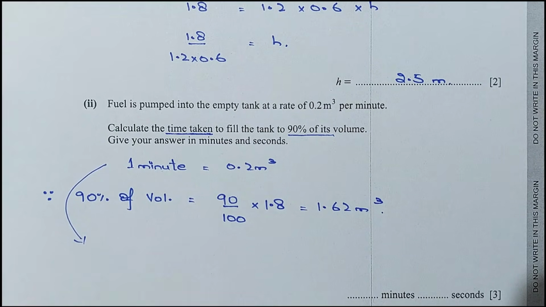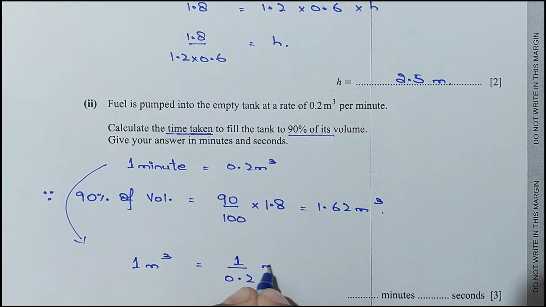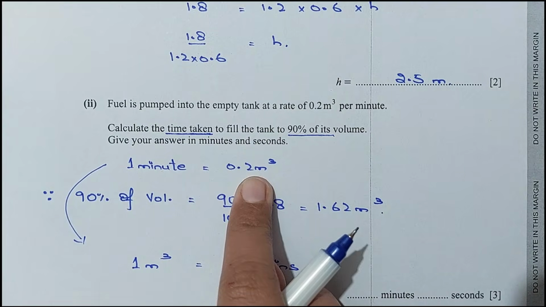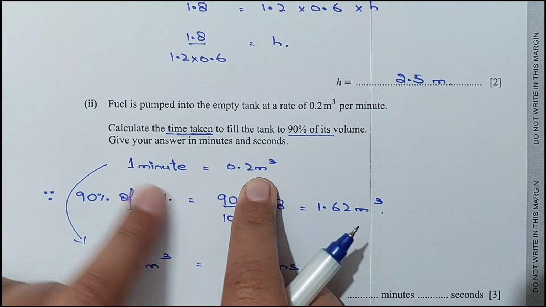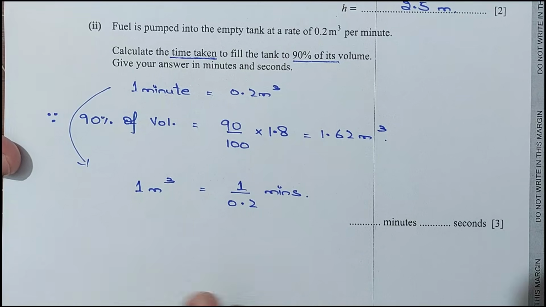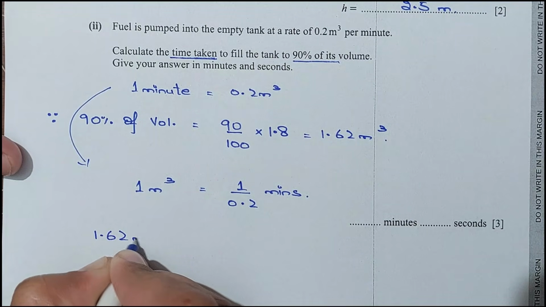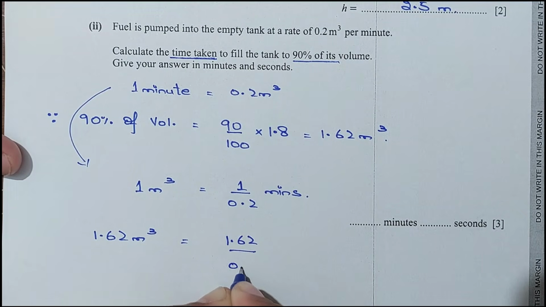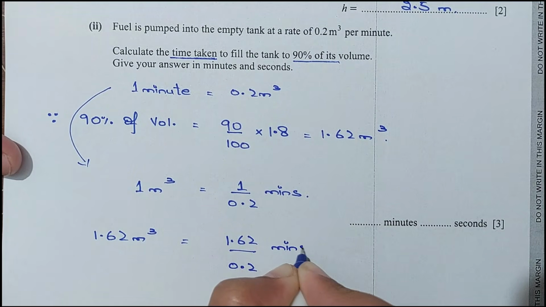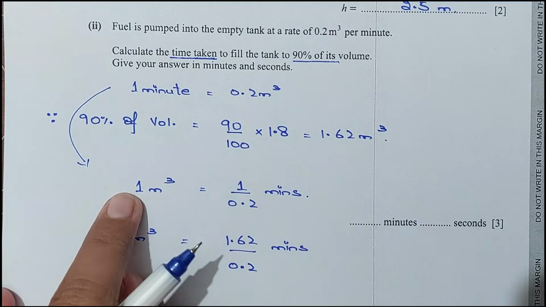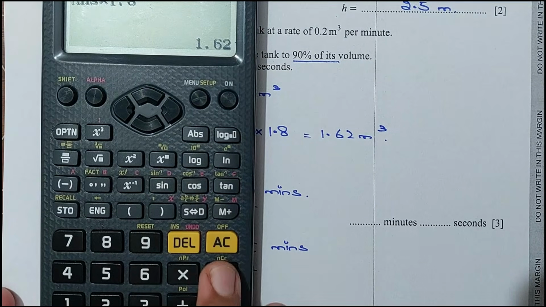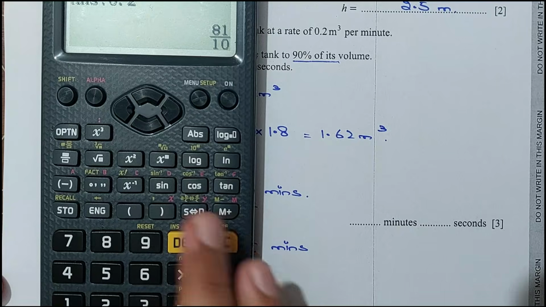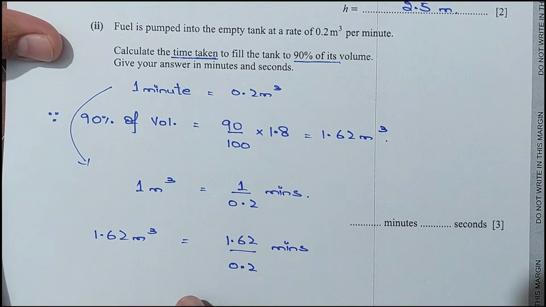All right. So going back, we can say 1 meter cube takes 1 out of 0.2 minutes. So we have to find for 1 meter cube, so divide both sides by 0.2. Okay, so what about 1.62 meter cube? How much time will it take? 1.62 over 0.2 minutes it will take. So I just multiplied both sides of this equation by 1.62. 1.62 divided by 0.2 is 8.1 minutes.